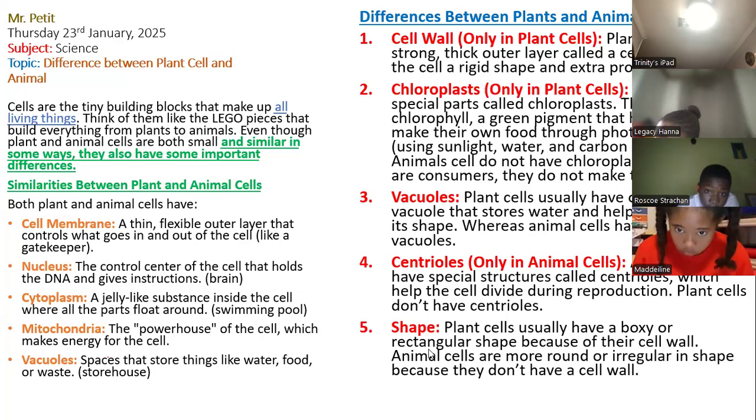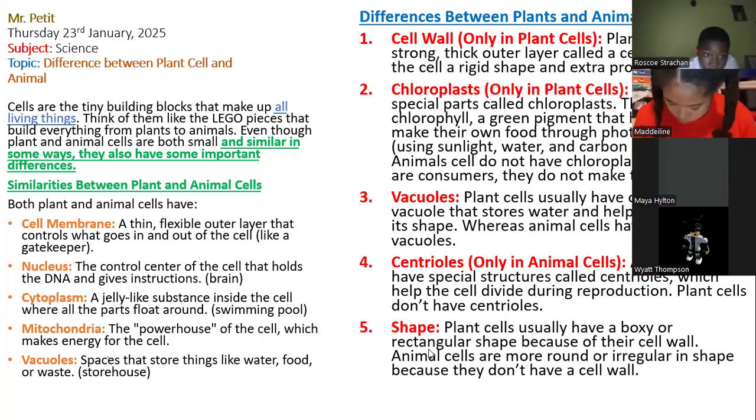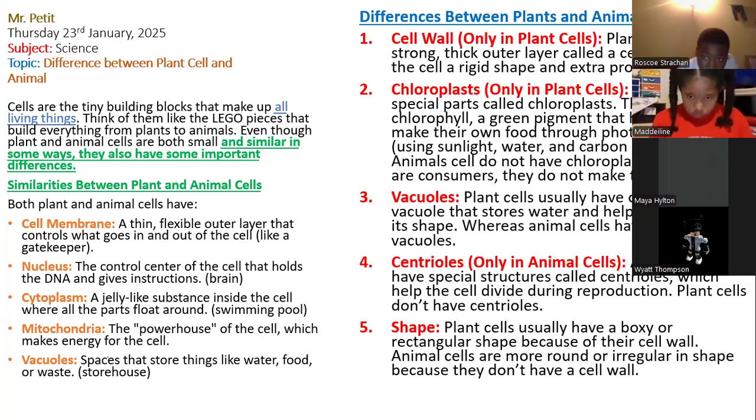Where is Wyatt? Wyatt, are you there? Yes, sir. Read number 5, plant cells' shape. Plant cells usually have a boxy or rectangular shape because of their cell wall. Animal cells are more round or irregular in shape because they don't have a cell wall.